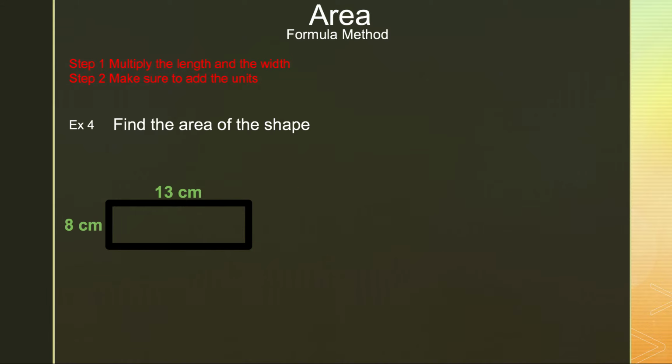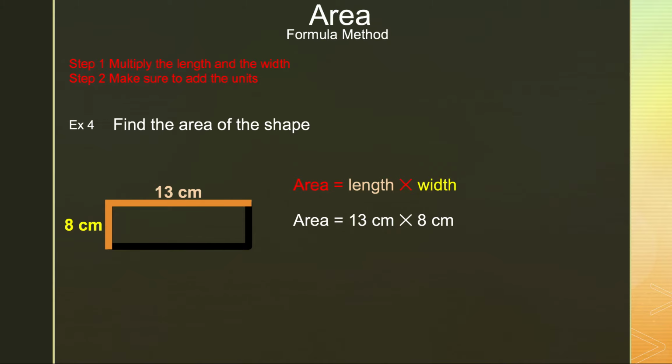Now let's take a look at this last example, and we have the same issue as we did last time. Perfect. Do the two side lengths given form an L? Let's see. So area is equal to length times width, and they do form an L, or a 90-degree angle. And now we can go ahead and multiply those two numbers together, and we get 104 square centimeters, or 104 centimeters squared.